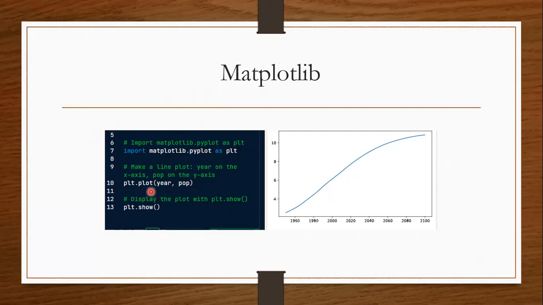After that, we can use plt.plot with years and pop. Years represent the x-axis and pop means population, which represents the y-axis. So in this way, our output will be like this, and this is a line graph. With the help of matplotlib, we can represent a line graph.